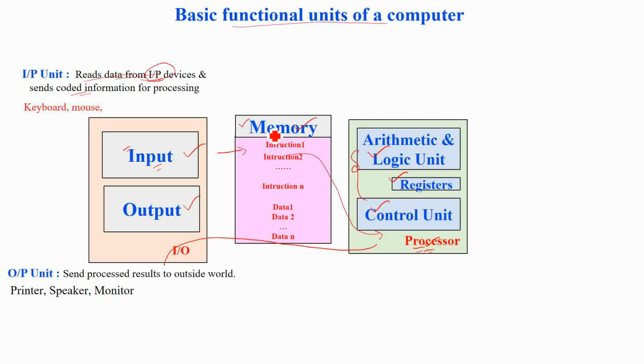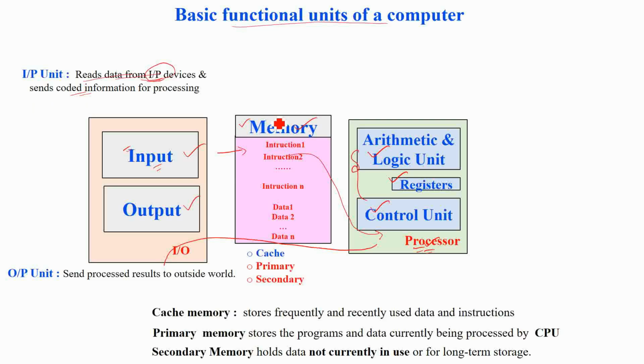The next functional unit is memory. Here the memory unit, which is shown in this diagram, is known as main memory, which is directly connected with the processor. It is the memory unit which holds the instructions and data which currently need to be accessed by the processor. In other words, whatever instructions and data are to be processed by the processor must be available inside the main memory.